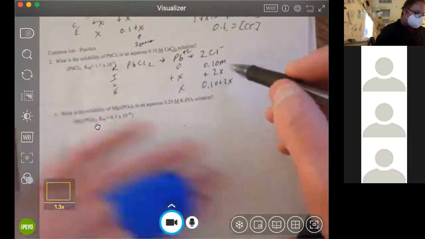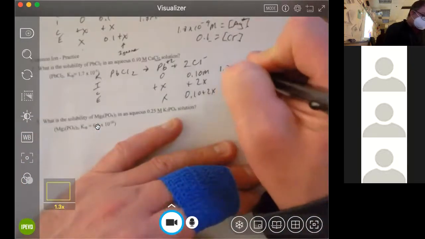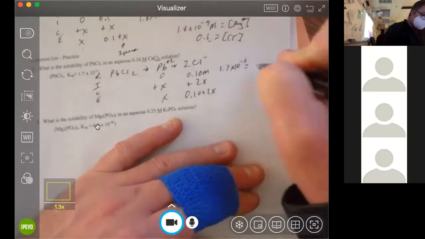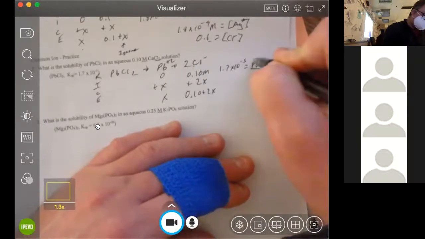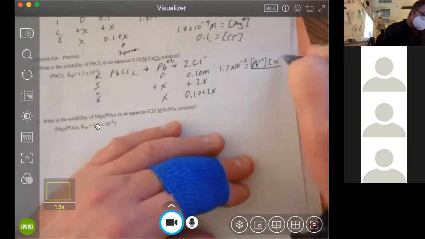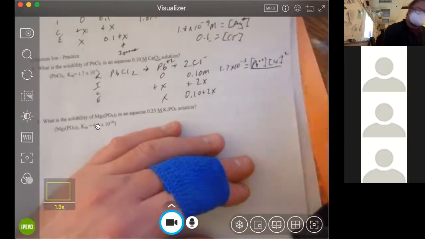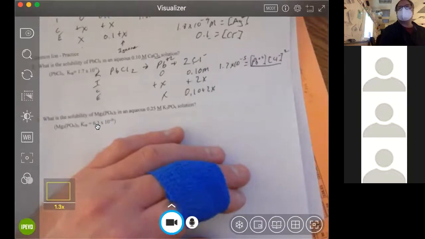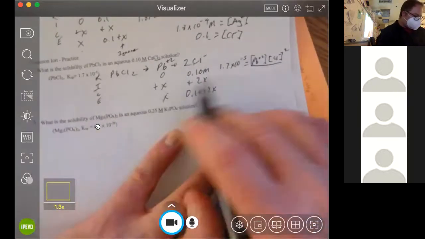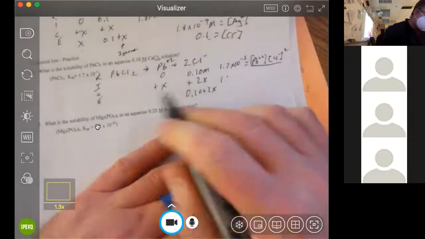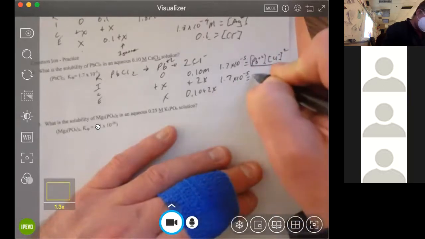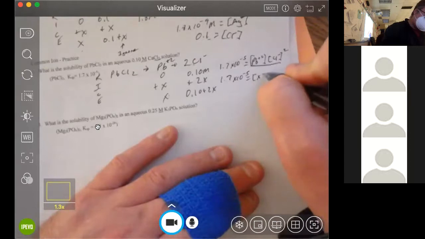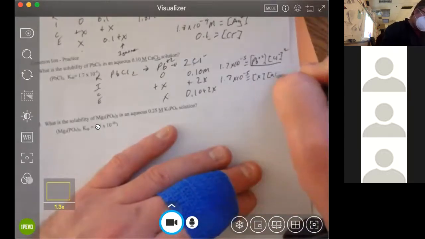Again, just following suit. So now we have 1.7 times 10 to the negative 5th. Key thing here being that I'll go ahead and rewrite it so that you can look at this later if you need help. But this Cl negative is going to be squared, right? So now I want to put these concentrations at equilibrium in there. 1.7 times 10 to the negative 5th equals x, and then 0.10 plus 2x squared.